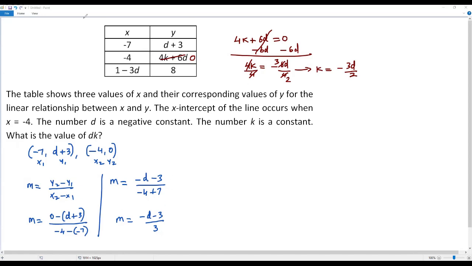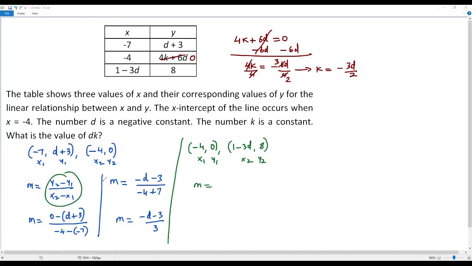Okay, now let me get the slope of the same line using the next 2 points, that is second point and third point. Let me write over here -4 comma 0, and the other point is 1 - 3d comma 8. I take this as x1, y1 and this as x2, y2. Now let me use the same formula. In this formula we have to plug in the values for y2, y1, x2, x1. Then I'm getting 8 - 0 in the numerator, and in the denominator 1 - 3d minus the value of x1, which is -4. I'm getting m equals 8 - 0 is 8, and 1 - 3d + 4. Then I'm getting m equals 8 divided by, when I combine this 1 and 4, 5 - 3d.